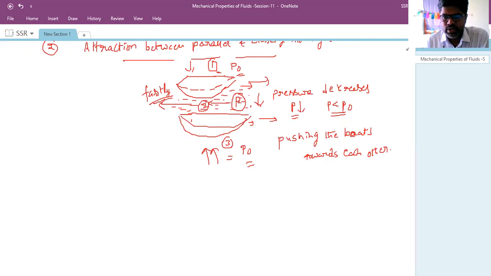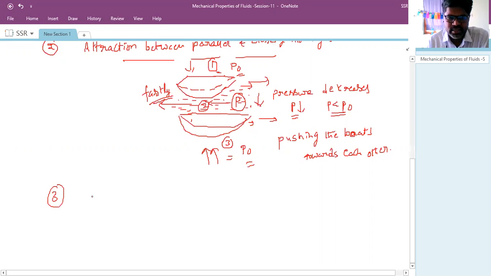So that's why we need to keep the boats or launches away from each other. That is about the second application. The next important application is the Magnus effect.